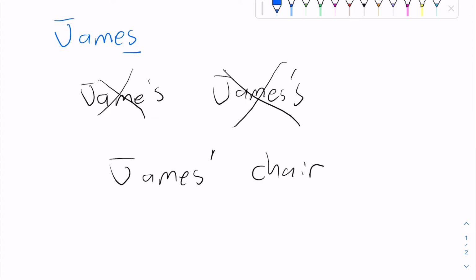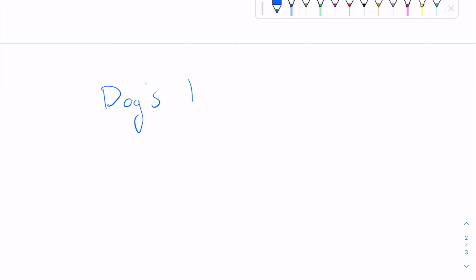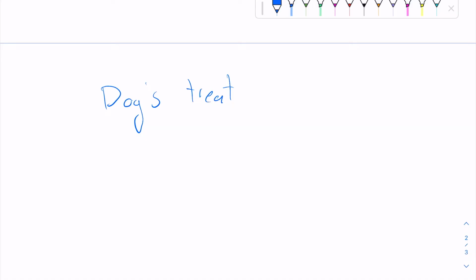This is much better illustrated for the purposes of the ACT with words that are not names, but they also apply to that category. For example, if we are going to talk about it is the dog's treat. What if there's multiple dogs that own the same treat? Well, then it would be it's the dogs' apostrophe treat.